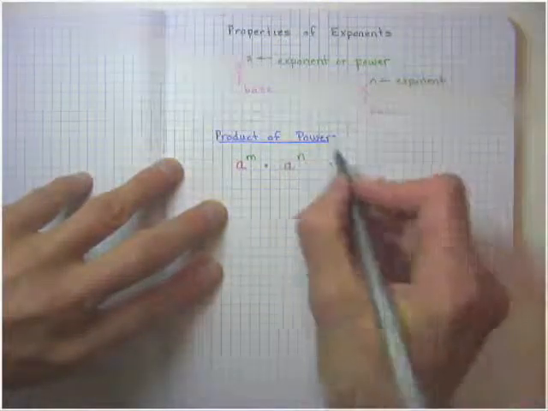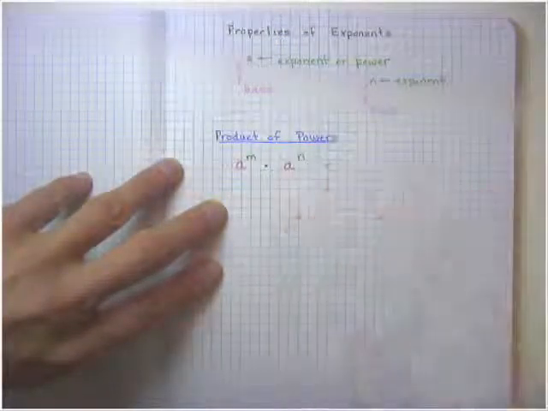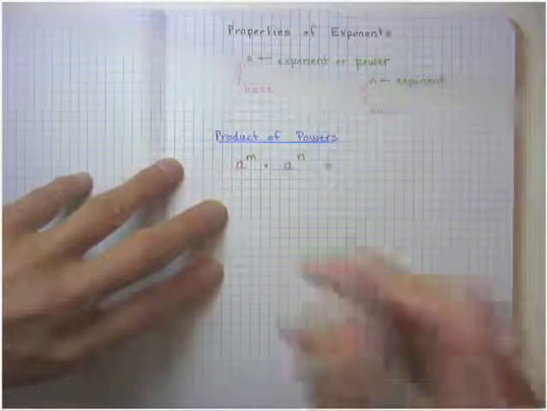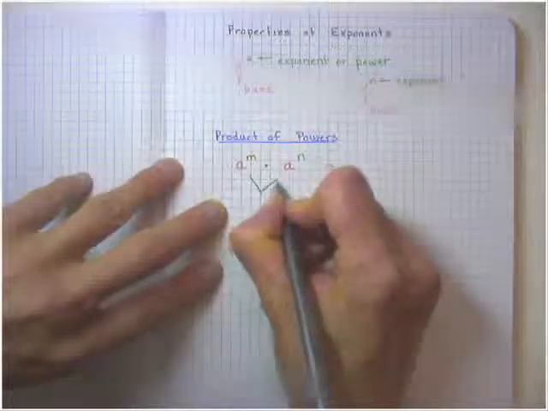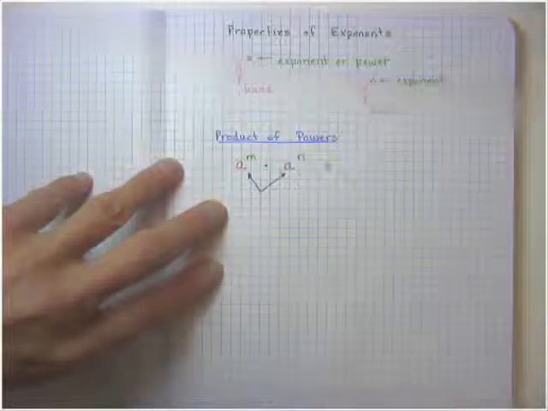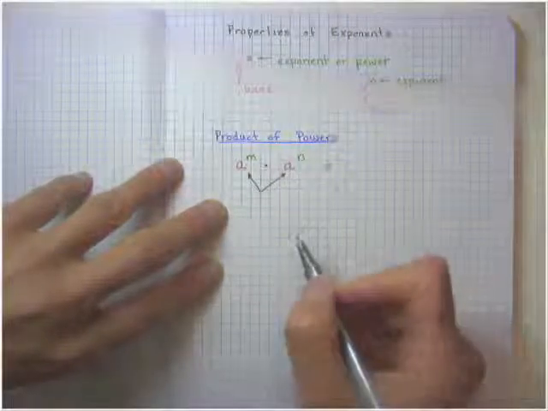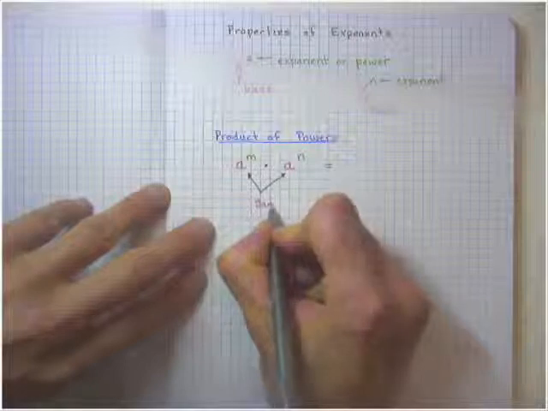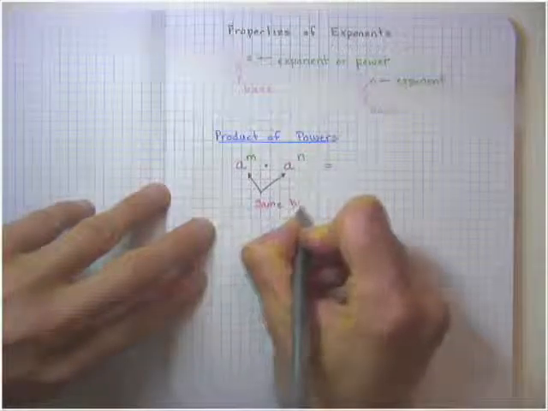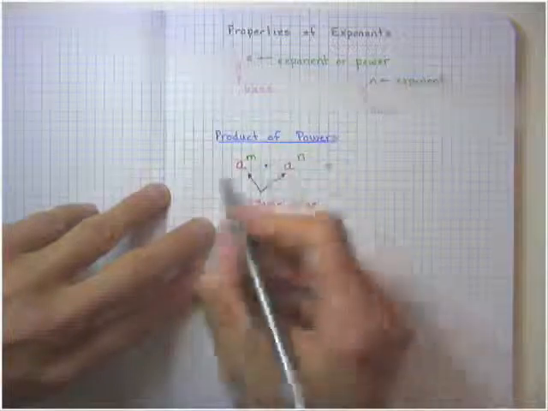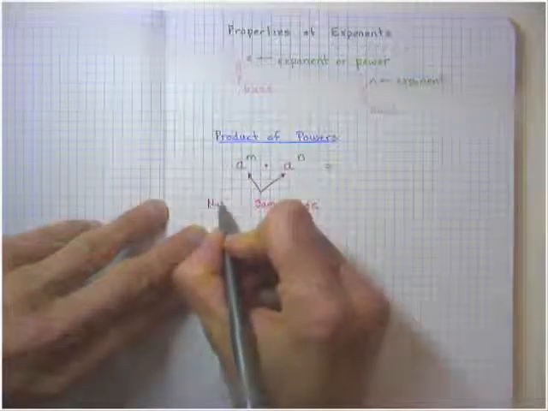Okay, so for some of you, because there's no numbers there, it's a little scary. Well, let's think about the rule. Let's look at our bases. What can we say about our bases? We have the same base, right? So I'm going to put same base.